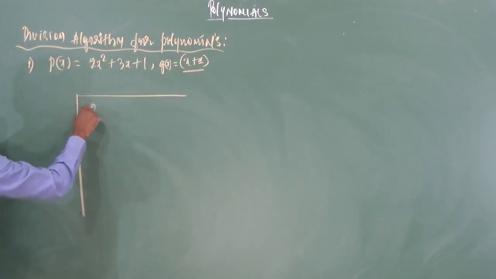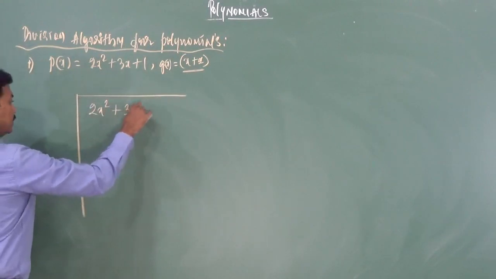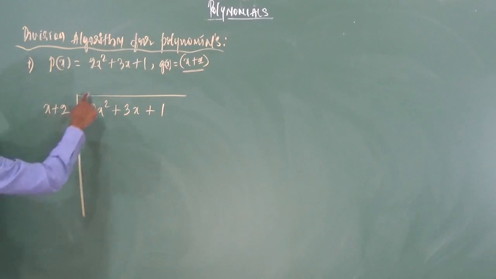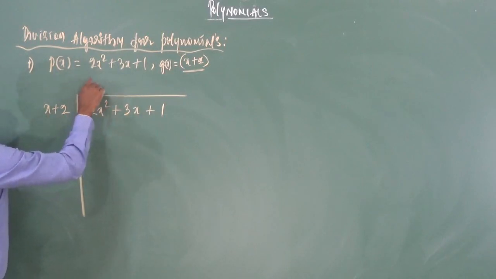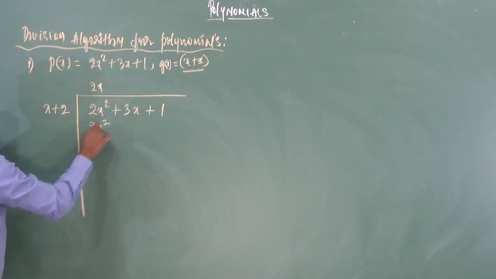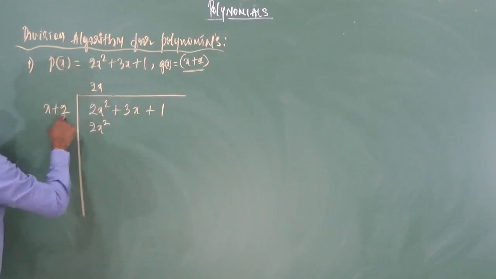Let us write the polynomial 2x square plus 3x plus 1. Let us take the divisor, that is x plus 2. X into what gives you 2x square? So it is 2x. X into 2x is 2x square. So let us write 2x square. Multiply this 2x by this 2 also.